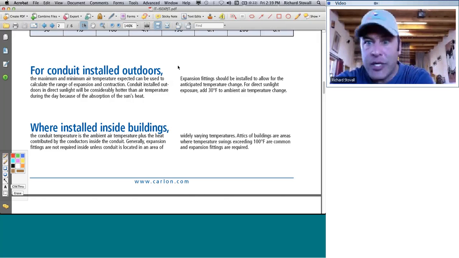My hope is that if there's a question on the test, they'll let you know that this is exposed to sunlight and give you some hint that maybe you're supposed to add a little extra temperature to it. I don't know if they're going to go that far with it, but be prepared for anything.